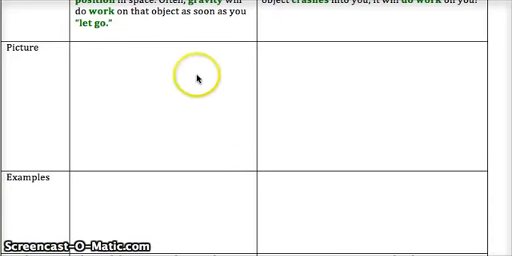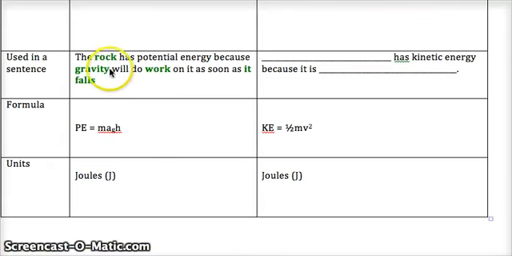For the box labeled picture, you can draw any picture of any object that is off the ground, or that has energy that is stored in that object because of where it is in space. Same for where it says examples. You can list examples, like the rock that you saw in the picture, anything like that. The way you would use potential energy in a sentence is just like this. You would say, the rock has potential energy because gravity will do work on it as soon as it falls.